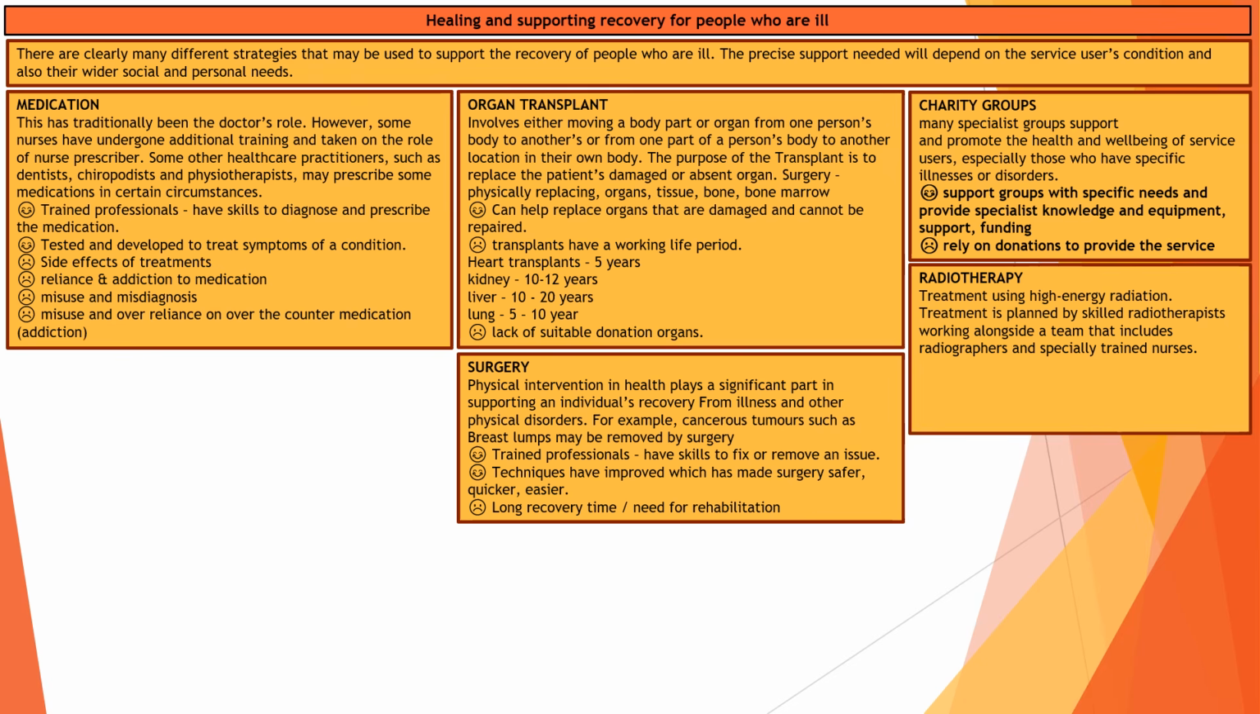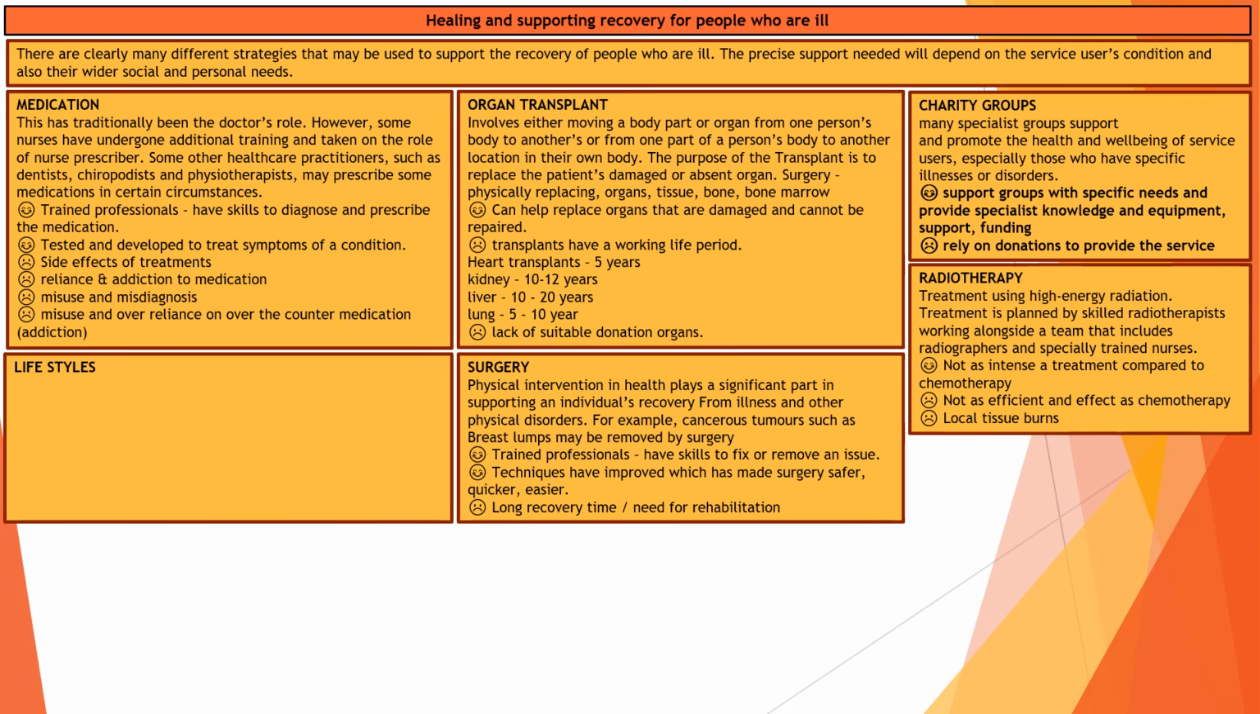Radiotherapy, again, is another form of treatment for cancer. It can be used in addition to chemotherapy or as an alternative to chemotherapy. It's a very focused, high-energy radiation that's blasted at a cluster of cancerous cells, and it's often quite effective at reducing or removing those cancerous cells. Now, it is very intensive, but it's not as intensive as chemotherapy, but it's also not as efficient. It can also lead to localized tissue burns.